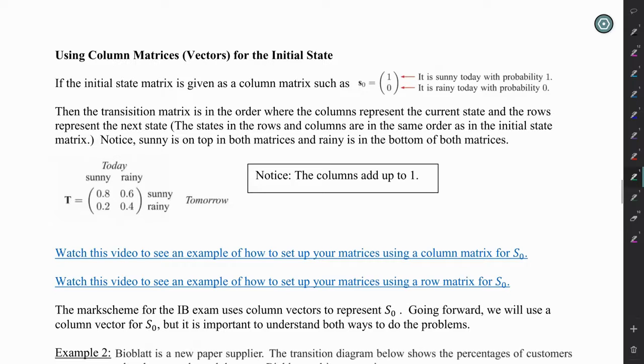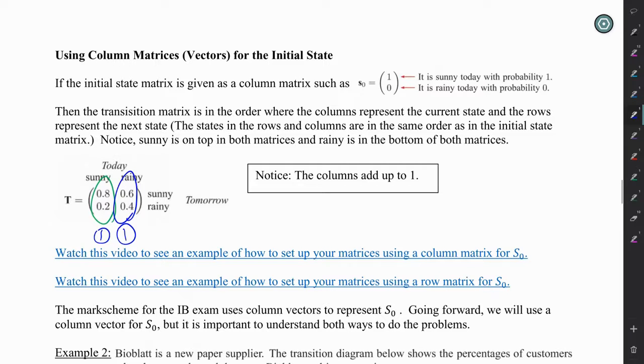Anyway, I digress. The transition matrix is in the order where the columns represent the current state and the rows represent the next state. You'll see here that this is sunny and rainy, and you'll notice that going down, they add up to 1. So the probability that it's sunny today and sunny tomorrow is 0.8.